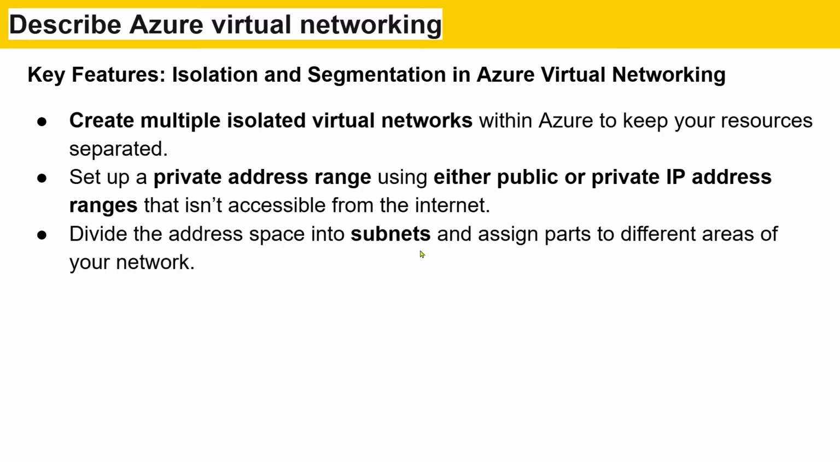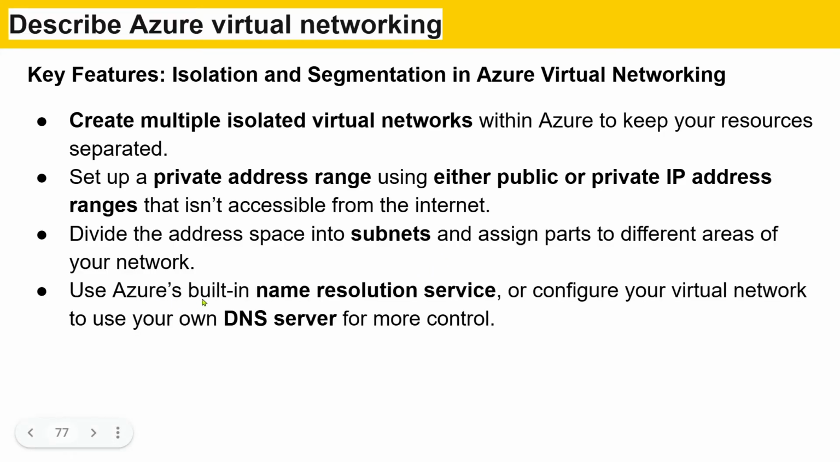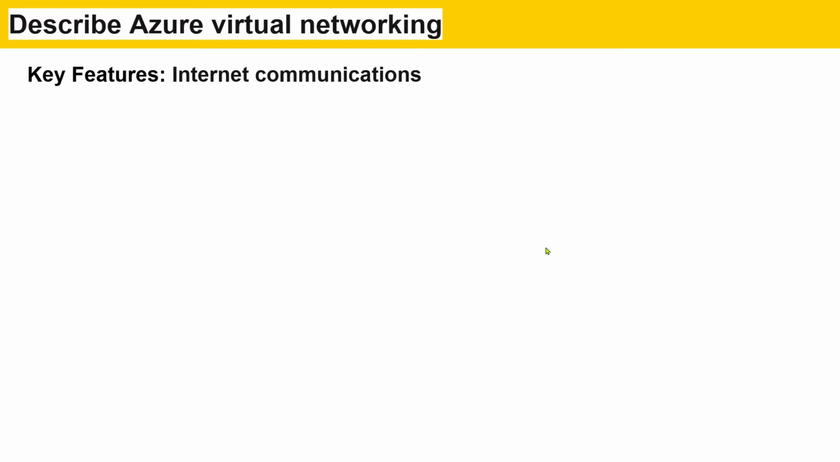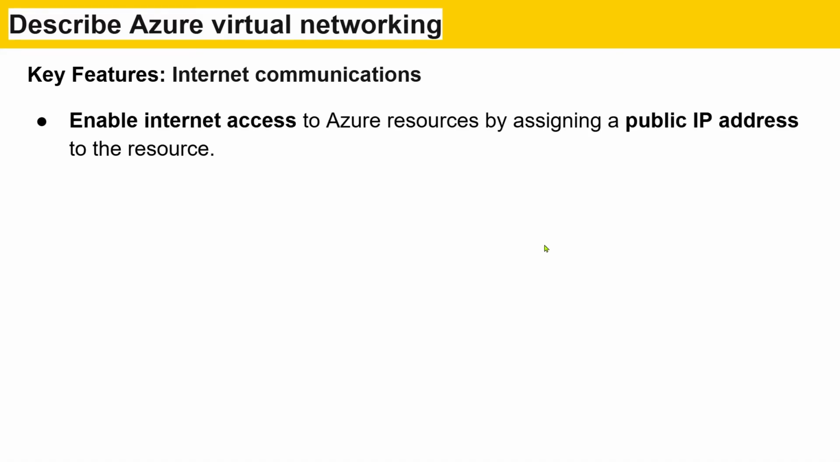Divide the address space into subnets and assign. These are all networking terms. If it doesn't make more sense, it's okay. Just see if you can grab a few things from here. Divide the address space into subnets and assign paths to different areas of your network. A subnet is again a networking concept. Use Azure's built-in name resolution service or configure your virtual network to use your own DNS server for more control. So built-in name resolution service. I would like to give specific names to my specific resources or devices. I can do that. The next key feature is internet communications.